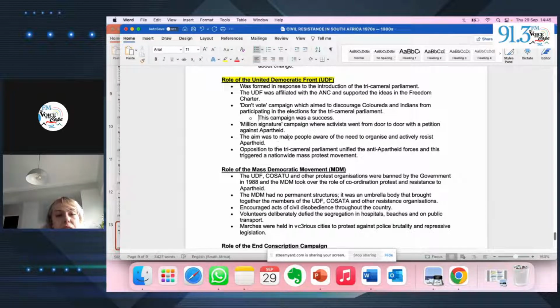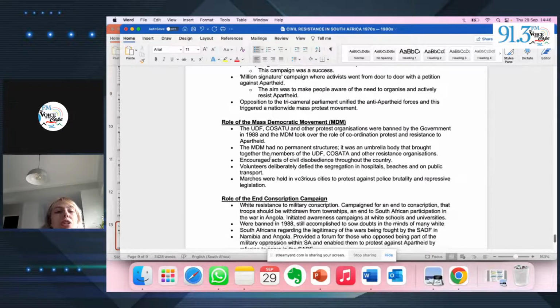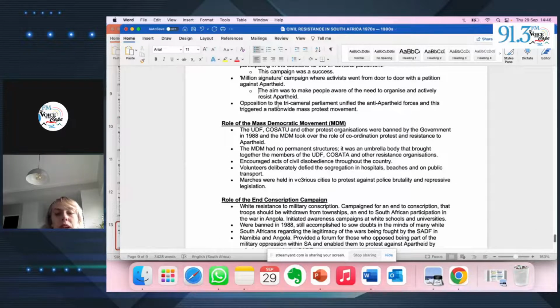A 1 million signature campaign where activists went from door to door with a petition against apartheid. The aim was to make people aware of the need to organize and actively resist apartheid. Opposition to the Tricameral Parliament unified the anti-apartheid forces, and this triggered a nationwide mass protest movement.